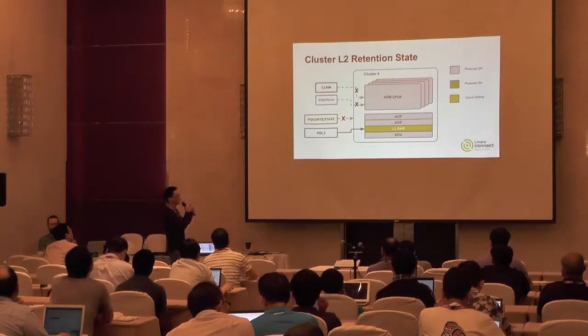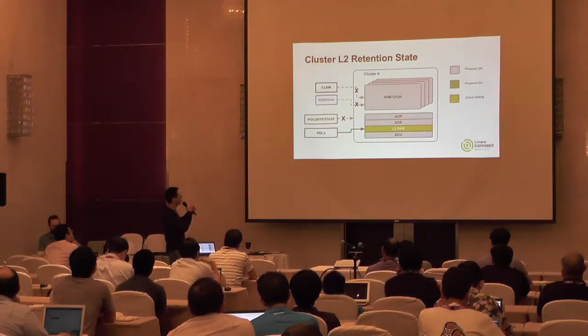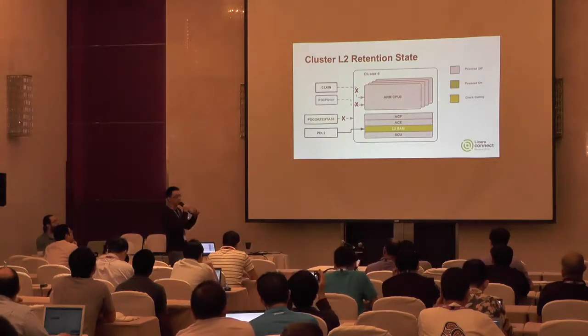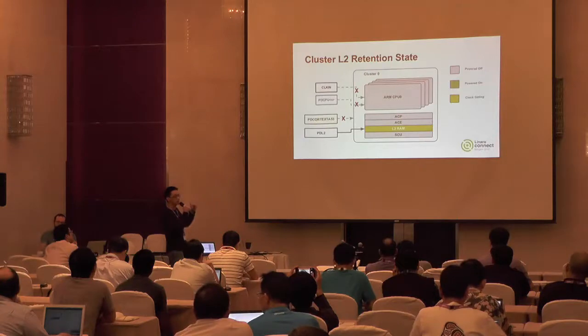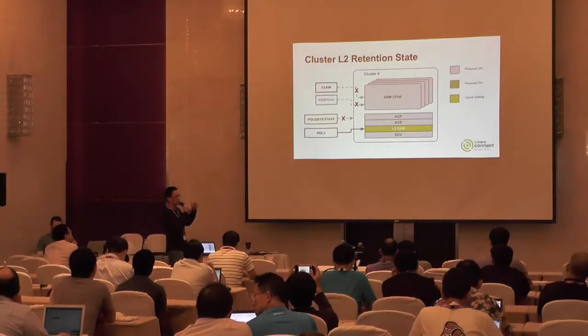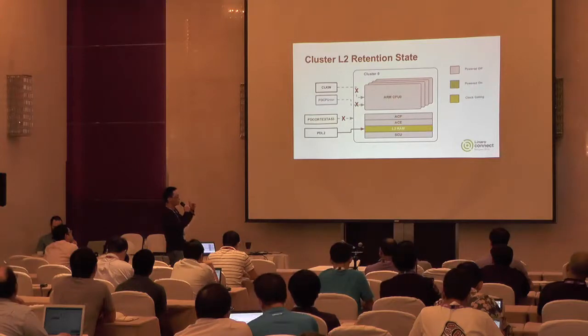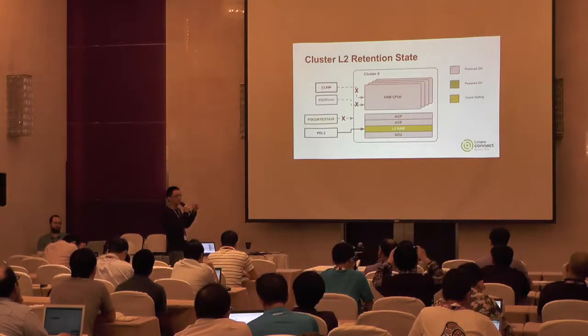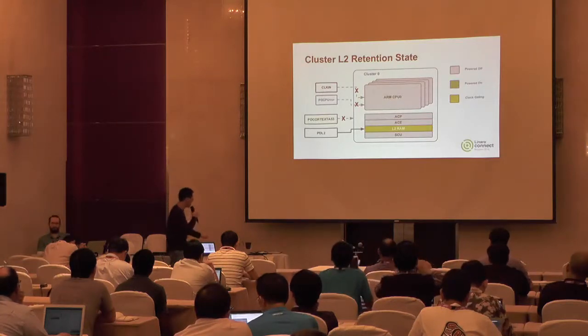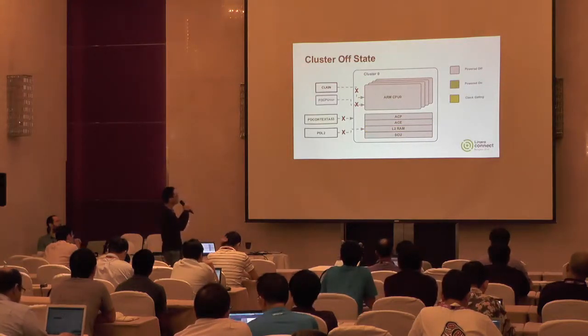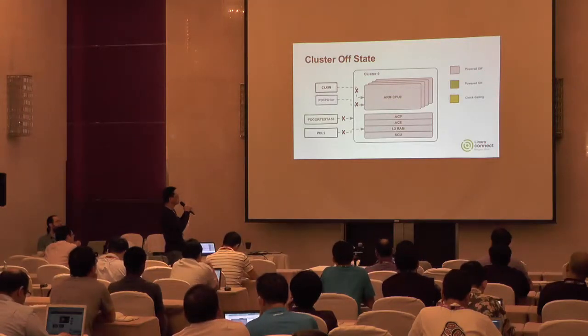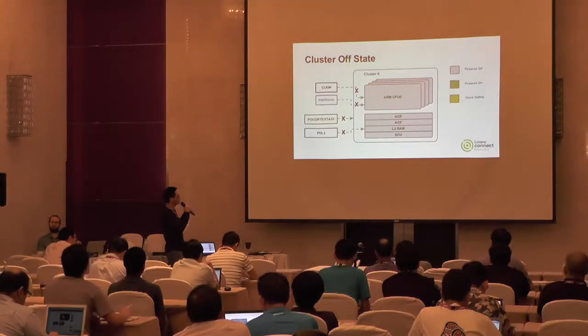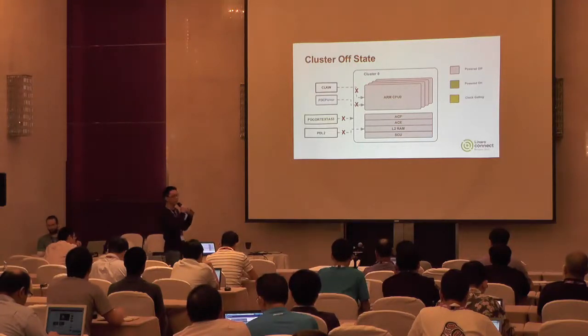Here is the L2 retention state. That means the cluster's power domain has been powered off and the cluster clock has been disabled, but because the L2 cache wants to run into the retention state, the power domain on the L2 cache RAM is still kept on. So this is the L2 retention state. For the totally power off state, the cluster's power domain is totally removed, and the cluster has no static leakage anymore.